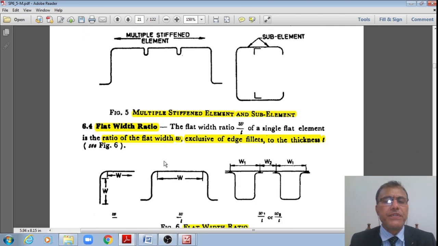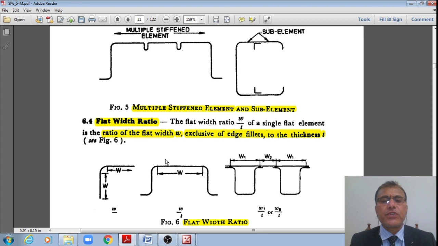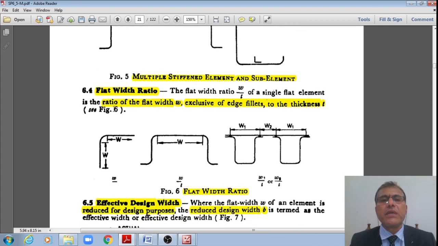Now the next definition is flat width ratio. Flat width ratio means it is a ratio of the flat width W, exclusive of edge fillets, to the thickness, leaving this edge fillet out, to that of this thickness. This is what is called the flat width ratio, right?